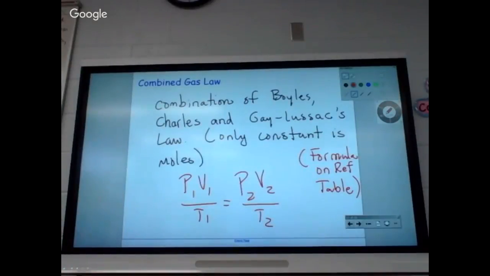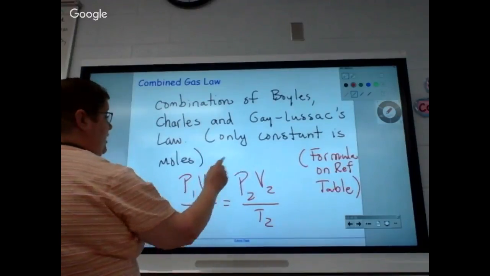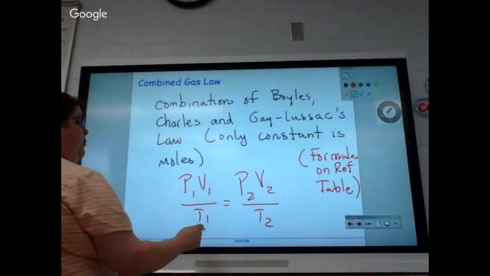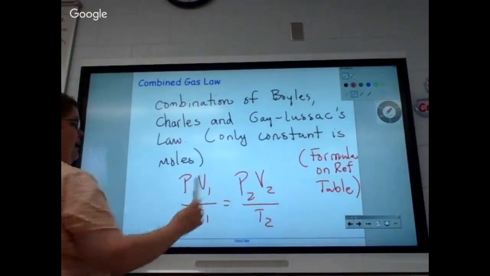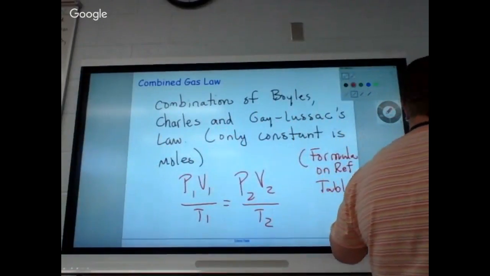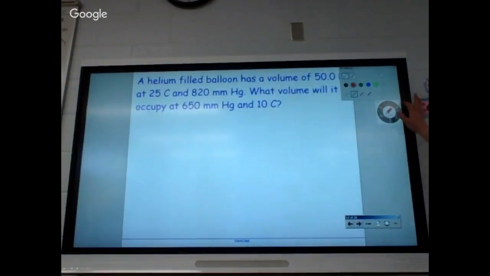All right. Everybody got it? Couple people are still writing. Now, same rules apply. What can you tell me about these units for pressure and volume? The units have to match. What can you tell me about temperatures? They have to match. They got to be in kelvins. Everybody got it? I want you to try to do that one.